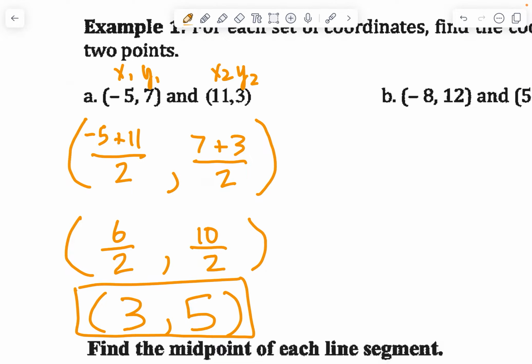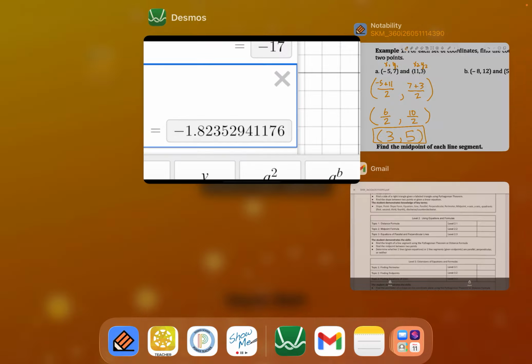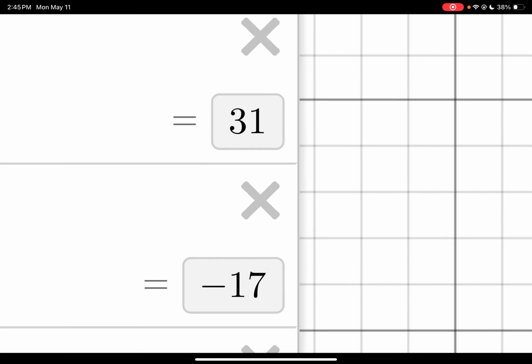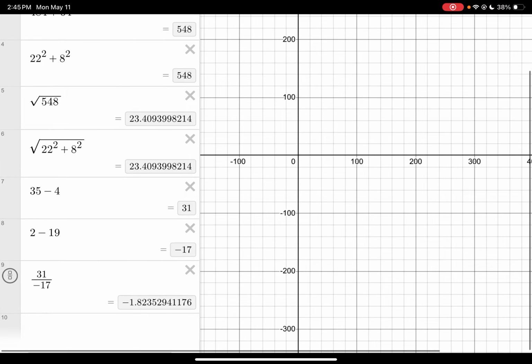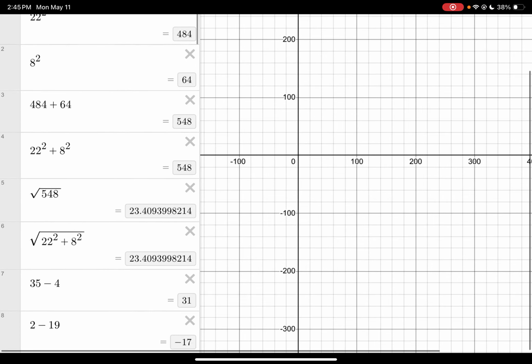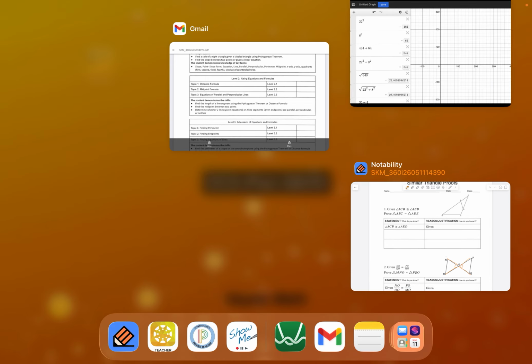Okay, so one thing I'll just show you real quick as I pull up Desmos here. Oh, come on, there we go. Let's clear some of this out. Actually, let's just reopen it.